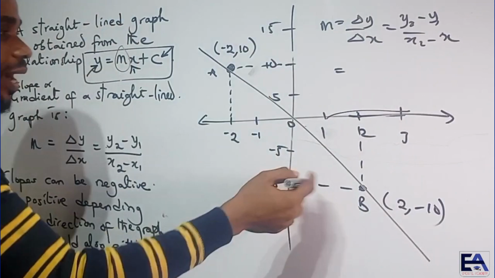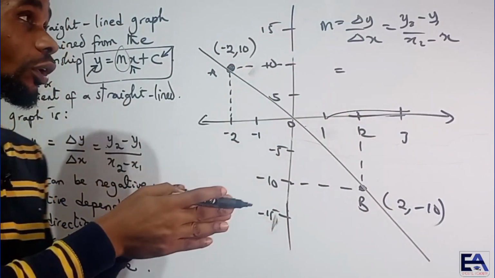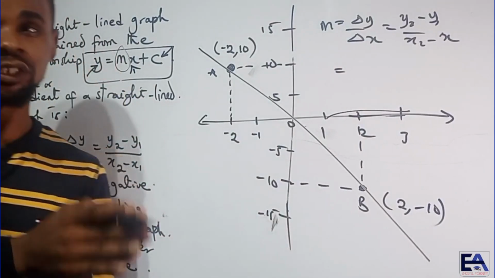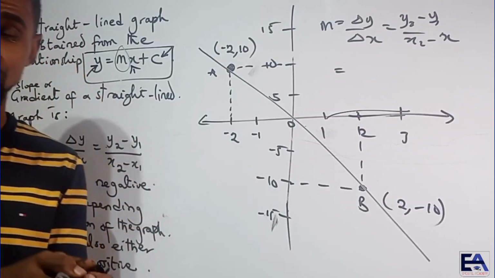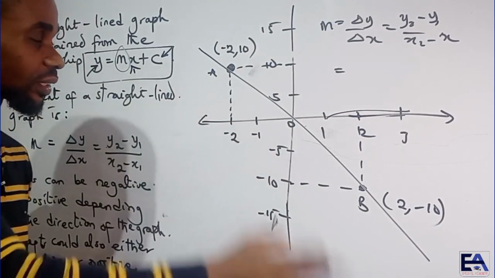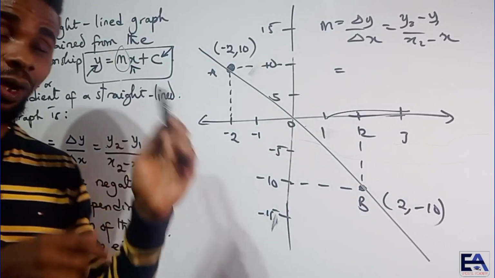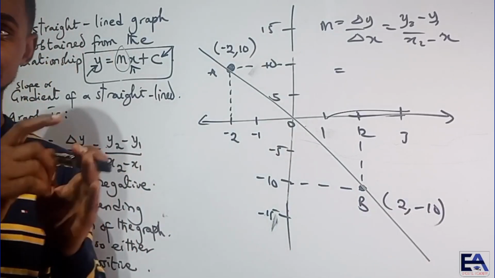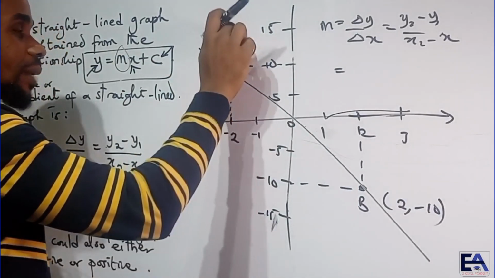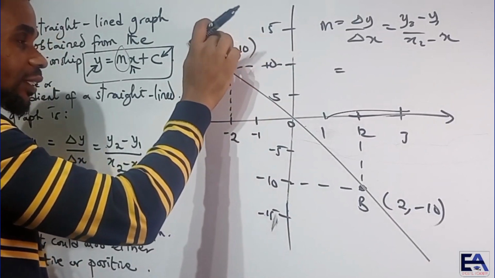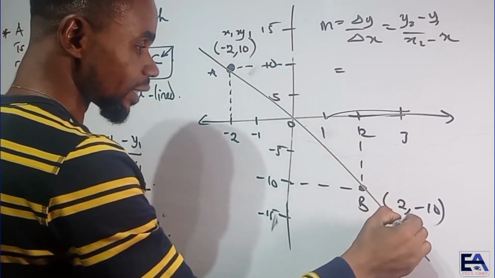Now, y2, we can pick it from anywhere, but just know that the same place you pick your y2 from, that is the same place you pick your x2 from. The place you pick your y1 from, that's the same place you pick your x1 from. It doesn't matter which coordinate you pick from, but anywhere you pick y1 from, that's the same place you must pick your x1 from. So I'm picking my y1 from here, so I'm going to pick my x1 from here too. So this one will be x1, y1. This is x2, y2.